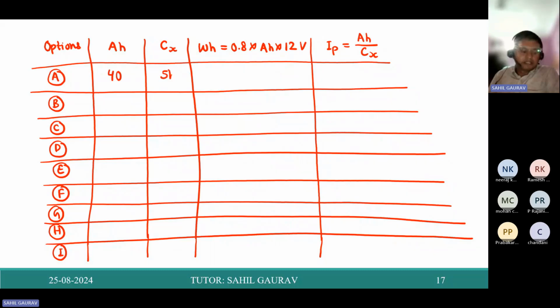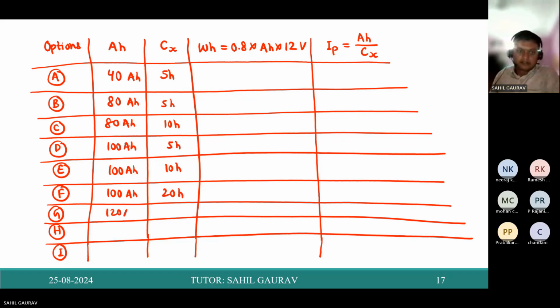It is given as 40 ampere hour at 5 hour, 80 ampere hour at 5 hour, 80 ampere hour at 10 hour, then 100 ampere hour at 5 hour, 100 ampere hour at 10 hour, 100 ampere hour at 20 hour, then 120 ampere hour at 5 hour, 120 ampere hour at 10 hour, 120 ampere hour at 20 hour. Now we can fill in the energy that the battery can supply.